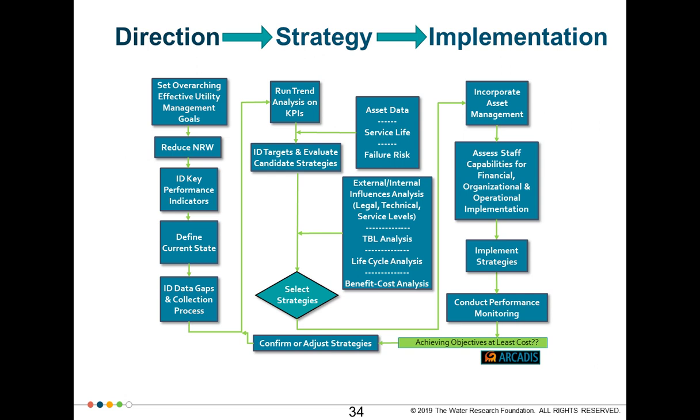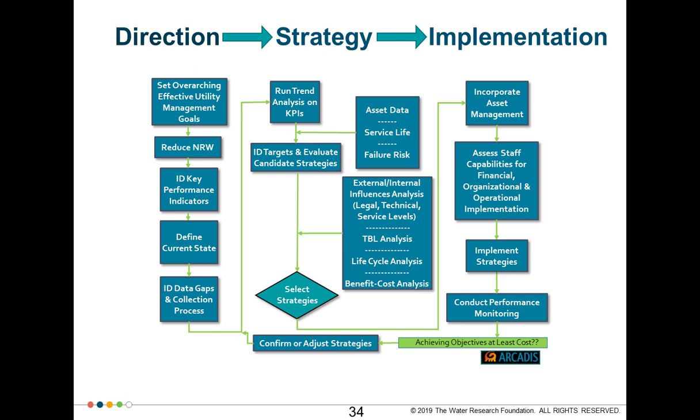Next, the NRW management team needs to identify potential water loss performance targets and candidate strategies for achieving them. The process for evaluating these strategies should include consideration of long-term factors such as distribution system asset condition and risk of failure, external and internal legal issues, technical elements, and service level considerations, and economic, social, and environmental factors.